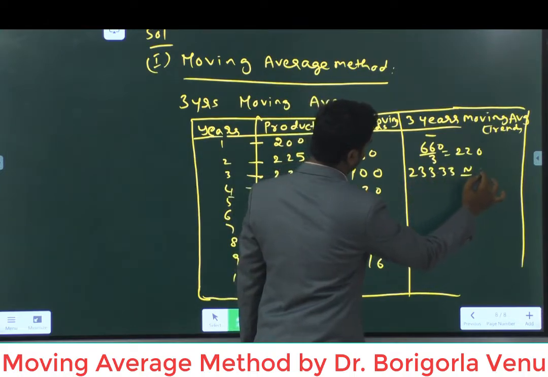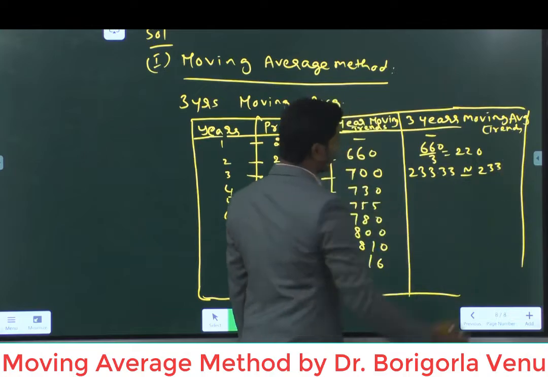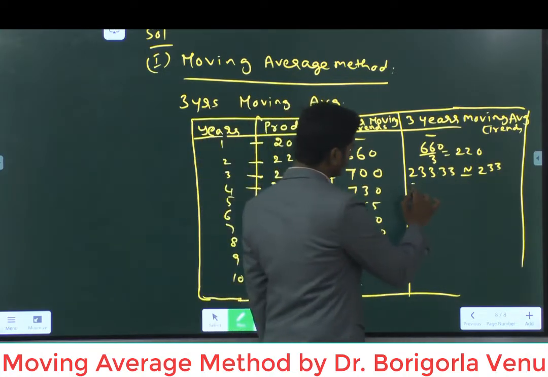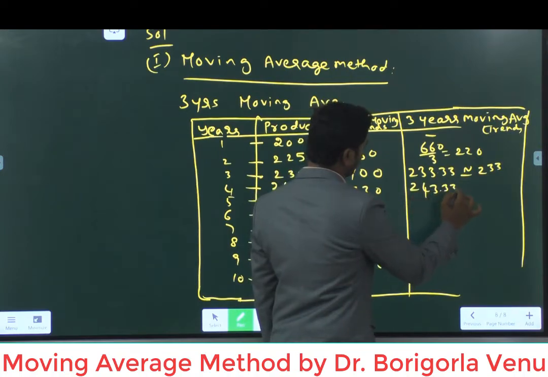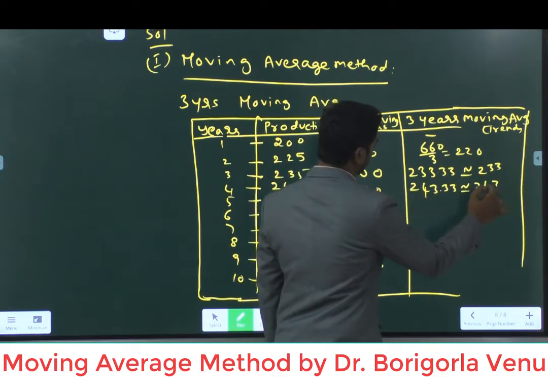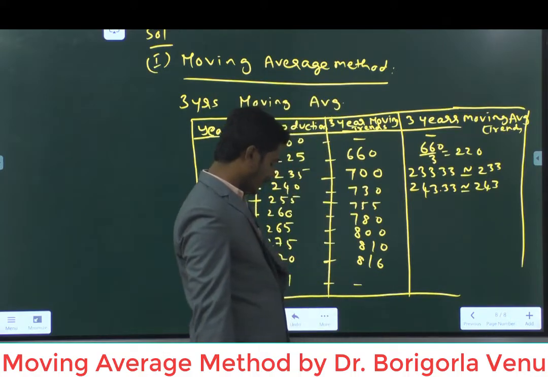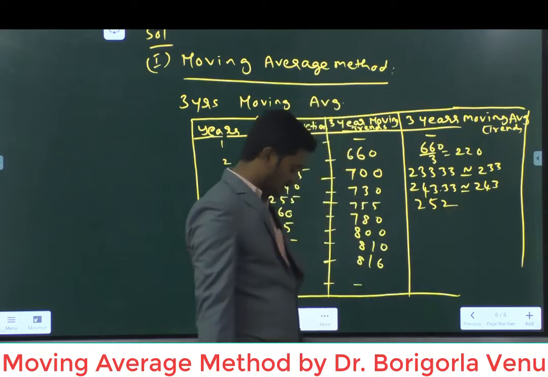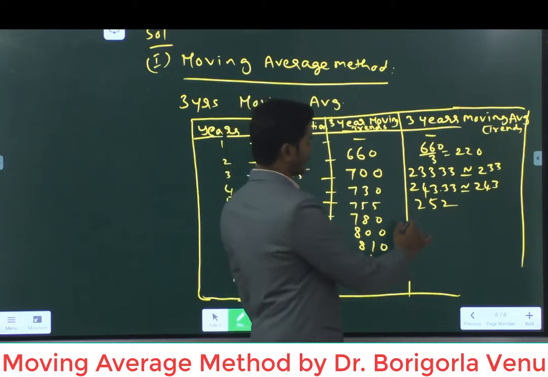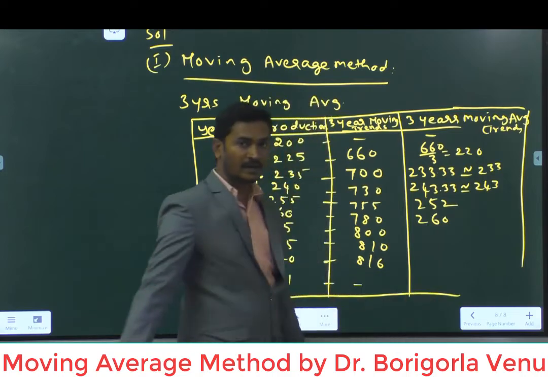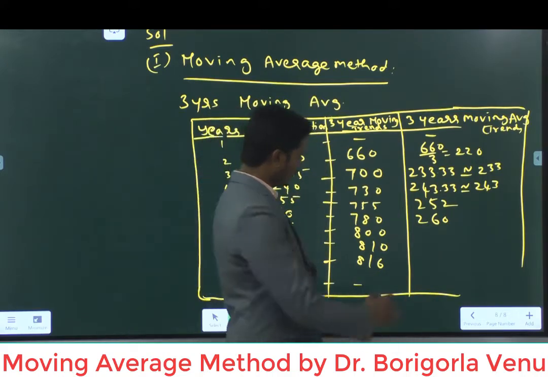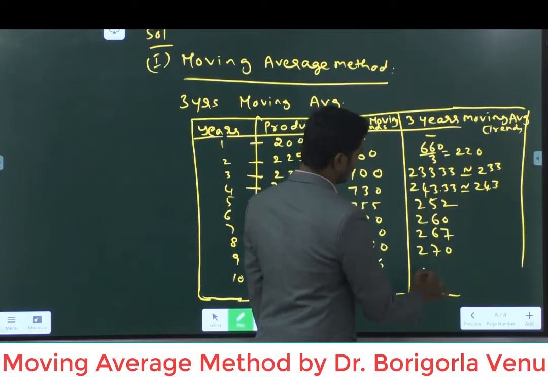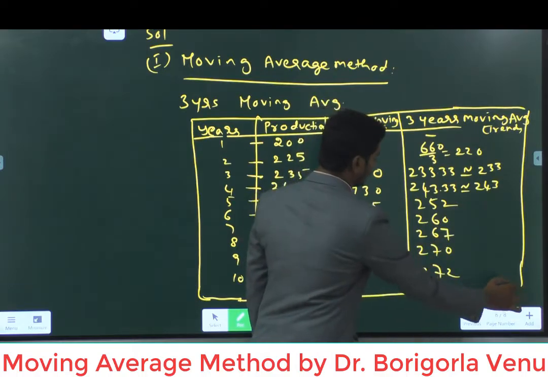So simply, this is 233, I would like to write 233, and the next is 243.33, so I would like to round this value to 243. And next, 755 by 3, that is 252 we get, and the next we get 260, and next we get 267, 270, 270. These are the trend values we obtain.